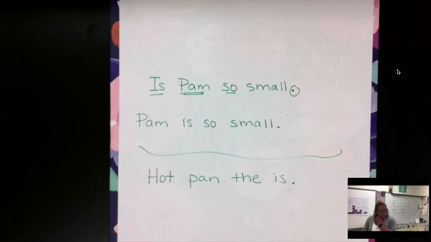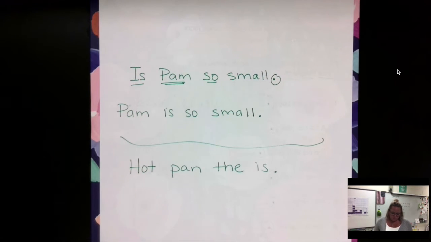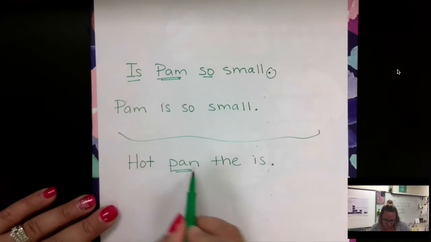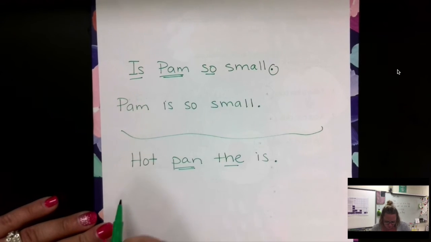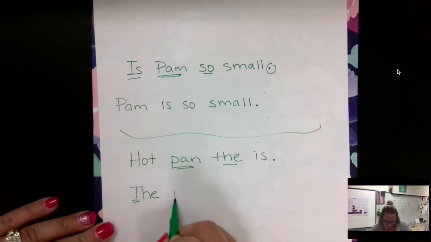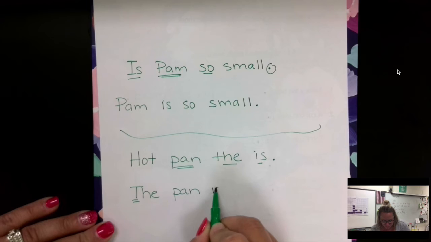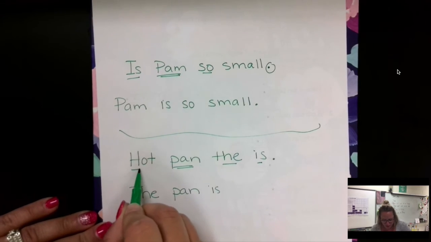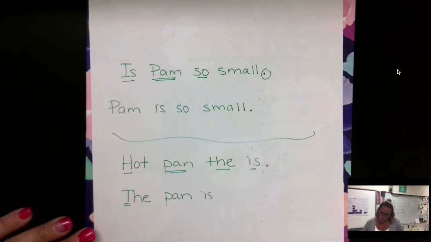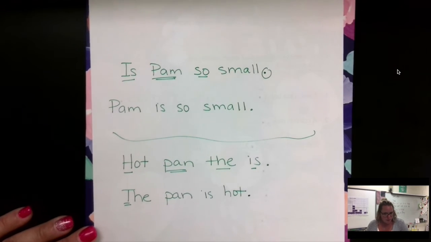Hot pan the is. Ooh. Now, what is this sentence going to be talking about? We need a noun. Our noun, person, place, or thing, that's the pan. I have to start with the, though, because it's describing the pan. So the needs to have a capital T. The pan is. Now hot, am I going to put a capital H? No. Lowercase h. And then I could put a period.